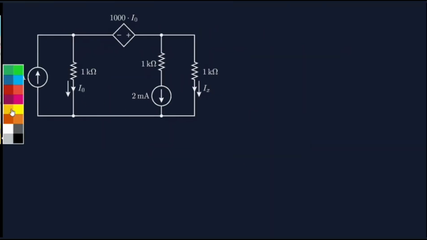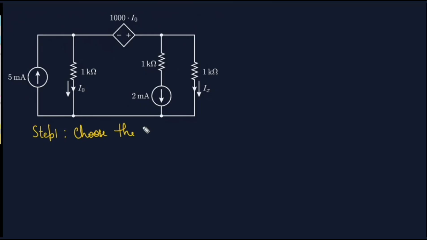Now, let's solve it step by step. Step 1. Choose the reference node, that is, choose the entire bottom conductor as the reference node or ground. Its voltage is 0 volts. Now assign the remaining node voltages as V1 and V2. These are two unknown node voltages.